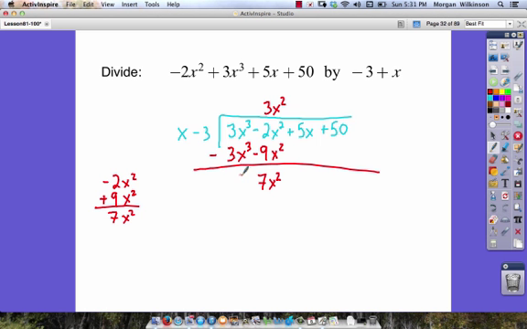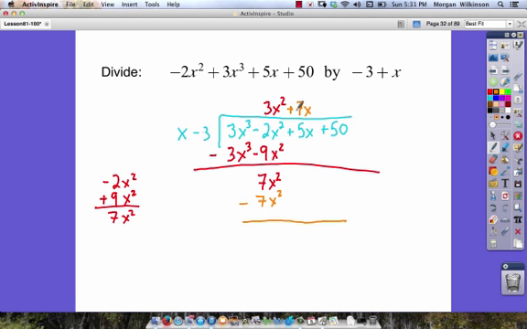Okay, now we're on to our next step. We're going to say x times what is going to help us get to 7x squared. And let's use a different color here. We'd have to multiply x times 7x in order to get to 7x squared. So we're going to multiply plus 7x, because x times 7x gives us 7x squared. And when we subtract, that'll be equal to 0.